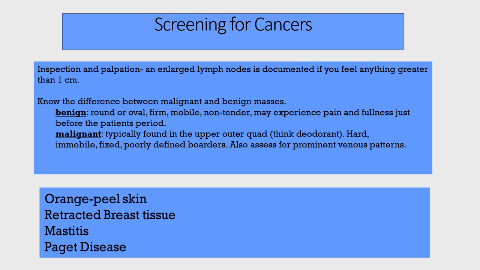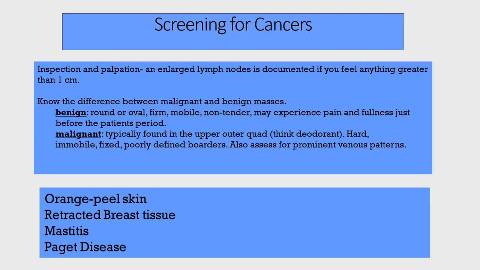You're going to notice unilateral veins that are more prominent on one side of the breast than the other. The orange peel skin, that's a characteristic that you'll see with malignant type breast cancer. This is caused by edema that's in the breast, and so it's pushing out on those pores and those glands. So it looks exactly like an orange peel.